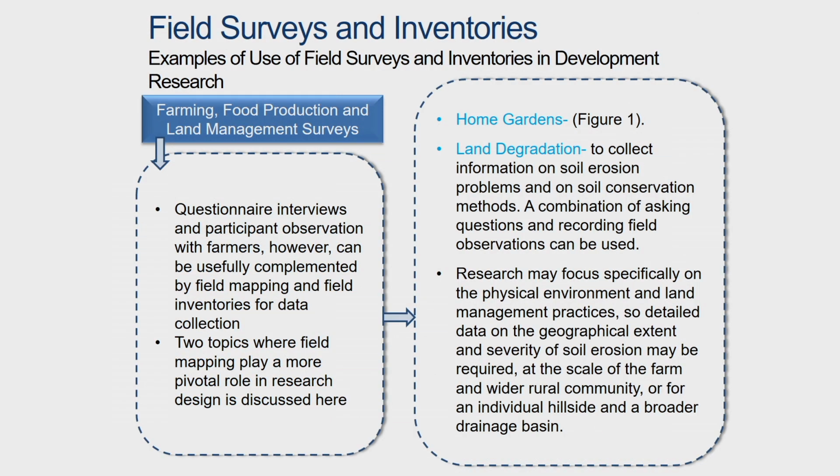Land degradation: the aim is to collect information on soil erosion problems and on soil conservation methods. A combination of asking questions and recording field observations can be used, and this research may focus specifically on the physical environment and land management practices and so on.